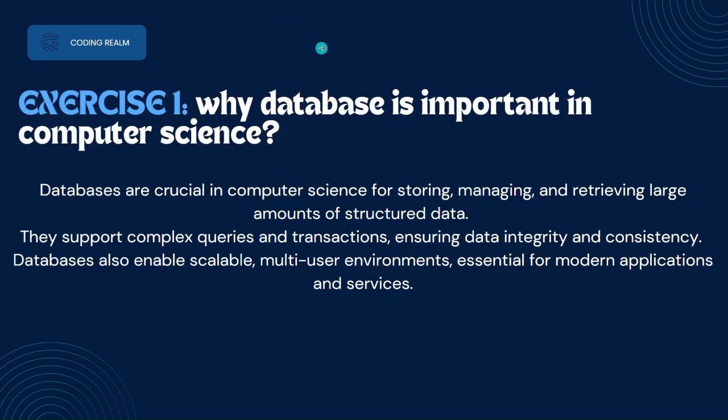And now let's see two exercises, and let's start with exercise number 1. Why is the database important in computer science? Databases are crucial in computer science for storing, managing, and retrieving large amounts of structured data. They support complex queries and transactions, ensuring data integrity and consistency. Databases also enable scalable multi-user environments, essential for modern applications and services. This is the importance of database in computer science.